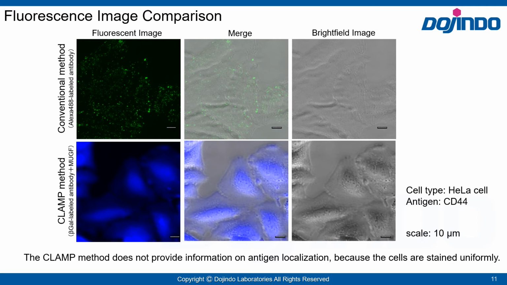Meanwhile, in the lower left, we have the image produced by clamp method staining, which shows uniform staining of the entire cell. This is because the dye, after being formed by beta-galactosidase mediated MUGF reaction, enters the cell and binds to intracellular proteins. Because of this, the clamp does not provide information on the localization of antigens. The clamp method is more appropriate for experiments such as flow cytometry that intend to measure the amount of antigen expressed, or for experiments that intend to confirm the presence of antigen, even in small amounts.